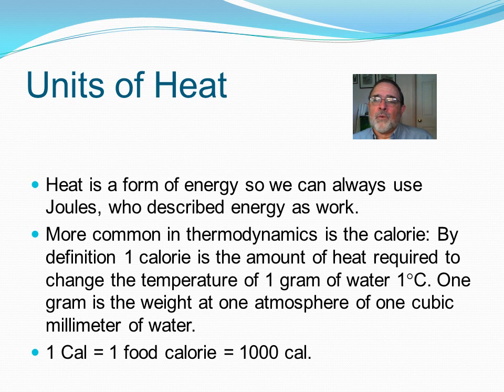Now look on your screen, realize that a gram of water is about that which would fill that 0 degrees Celsius degree indicator. If you put it in there, it would just about fill that on a flat screen. It's a very small amount of water. So 1 gram is the weight at 1 atmosphere of 1 cubic millimeter of water. Now in food, we use kilocalories, or a large C. So 1 food calorie is actually 1,000 calories, or a kilocalorie.